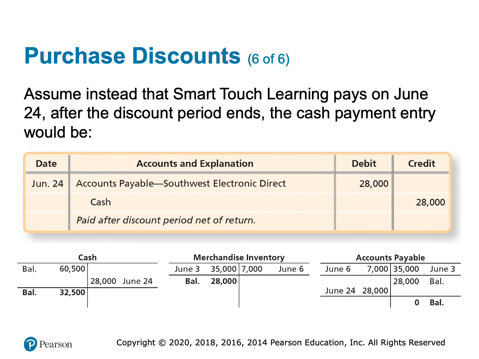So assuming that we didn't pay until after the discount date, then when we paid, we would just debit accounts payable, credit cash for the full 28,000. So if we didn't pay by the 15th, then we forfeited our rights to the discount. We just had to pay the full 28,000 that we owed.